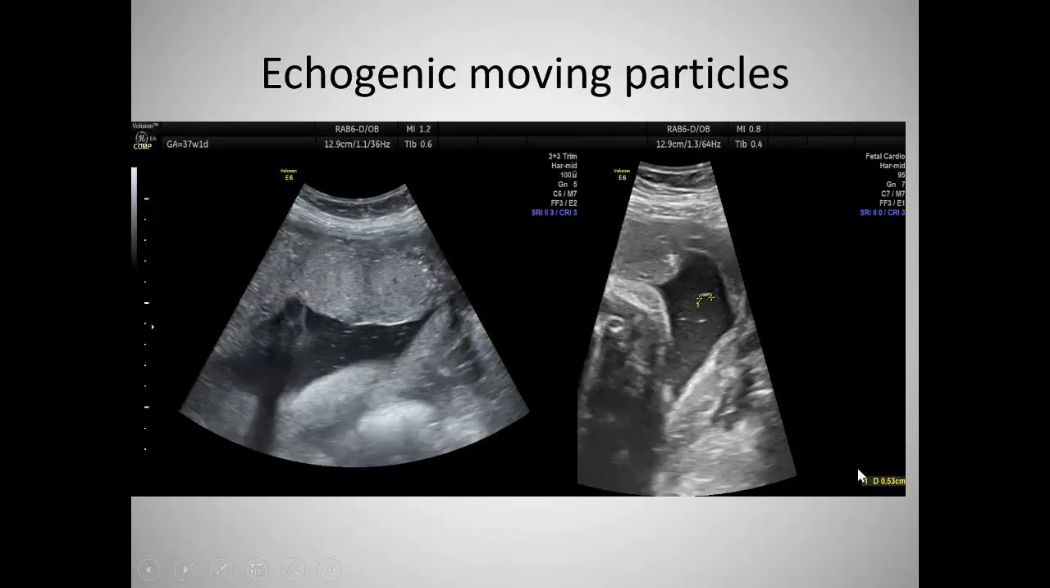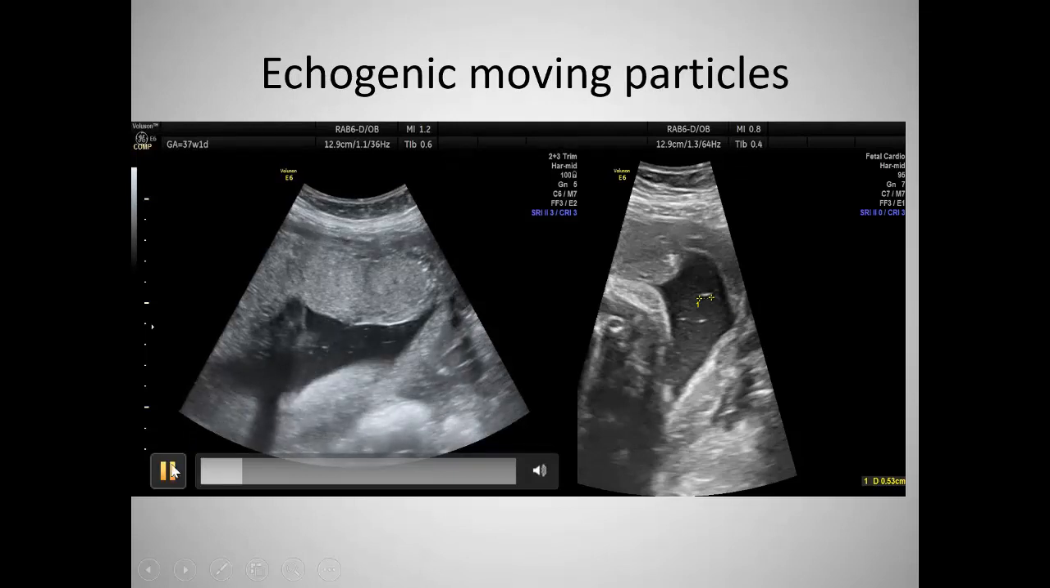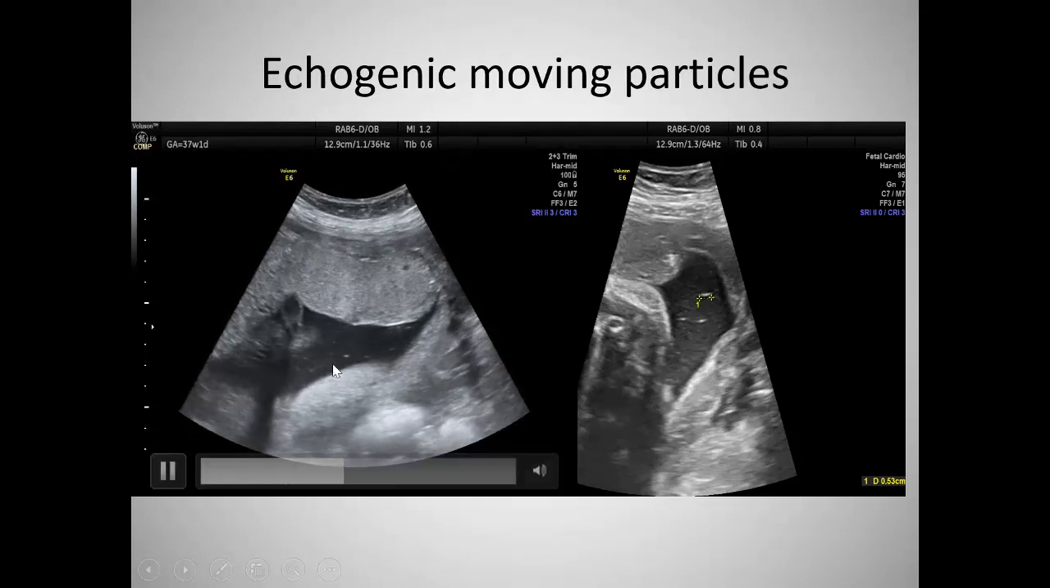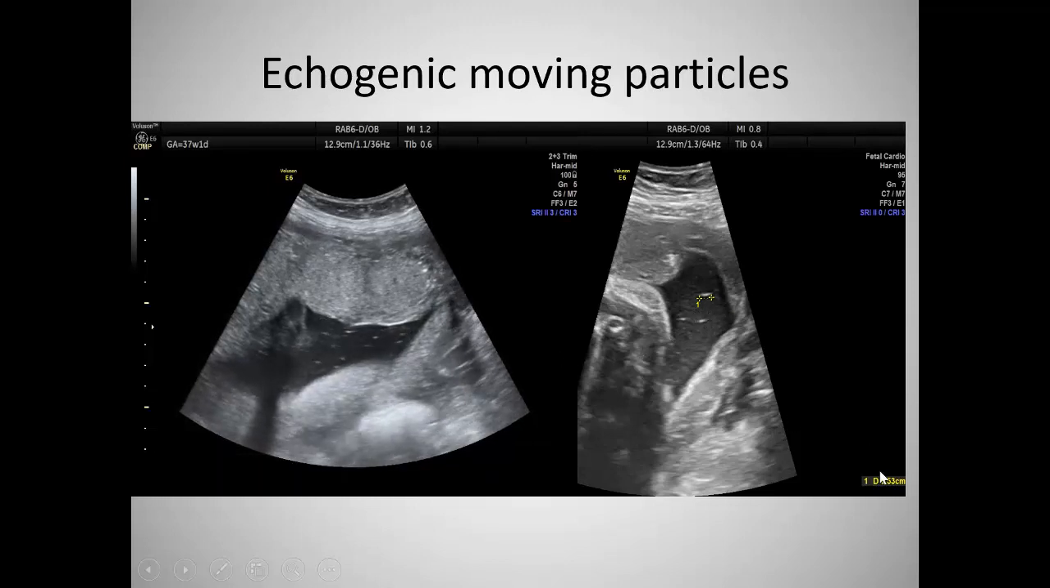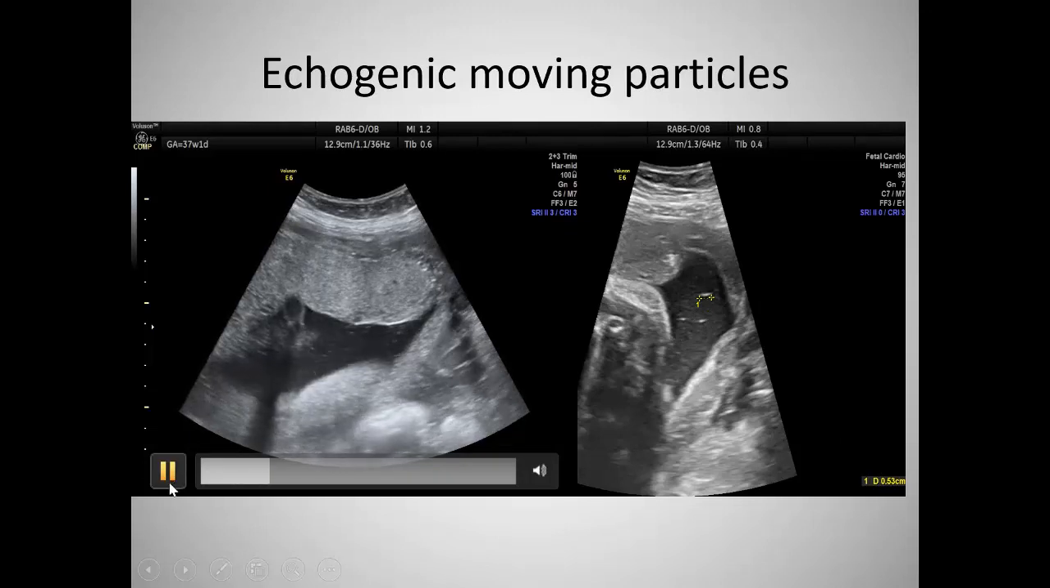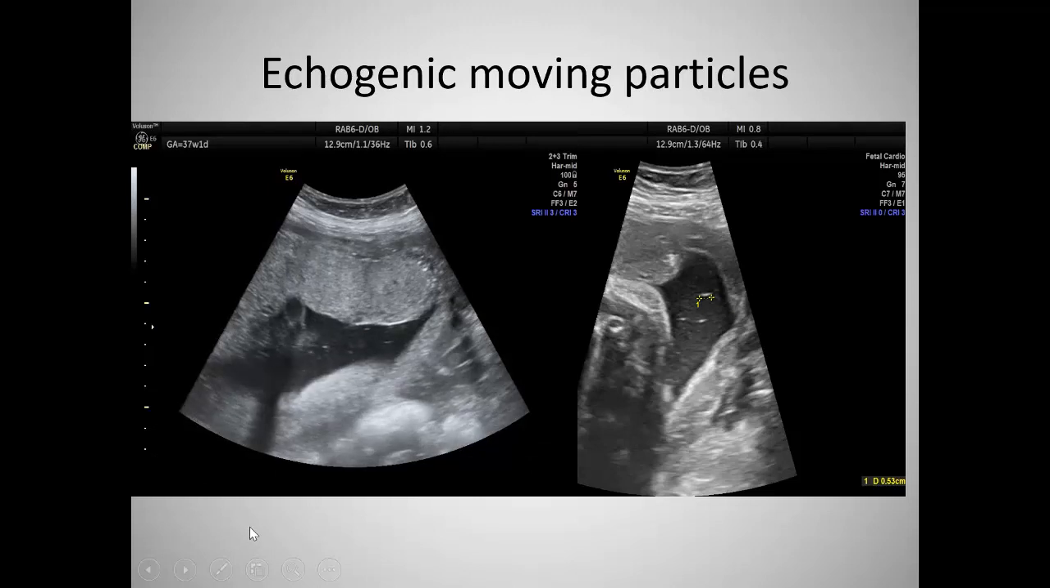Okay. Again, moving echogenic particles. Here are the moving echogenic particles, and when we measure one of these particles, it is 0.5. So it's a good index for fetal maturity.